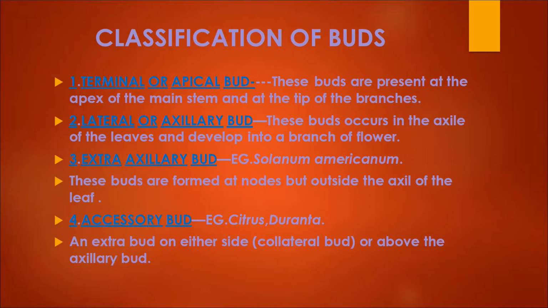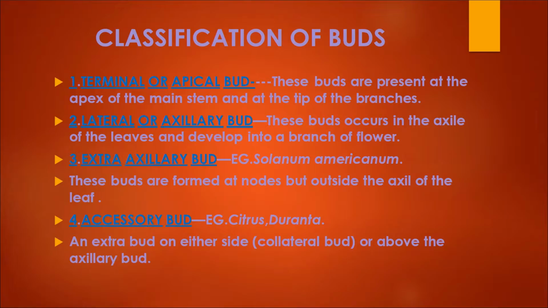Now let us see the types of buds one by one. Terminal or apical buds are present at the apex of the main stem and at the tip of the branches. Lateral buds are present at the axil of the leaves and they develop into a branch or a flower.